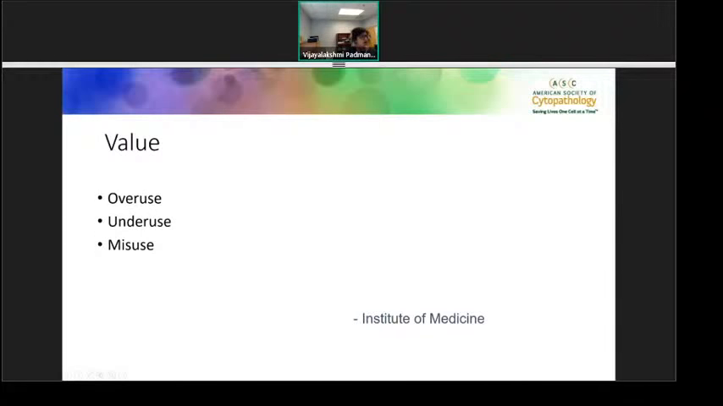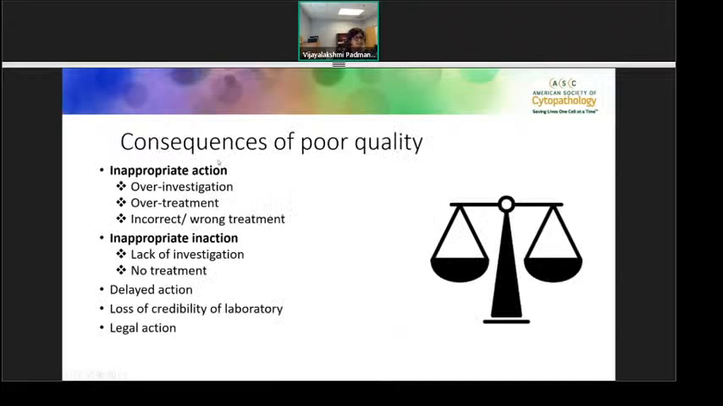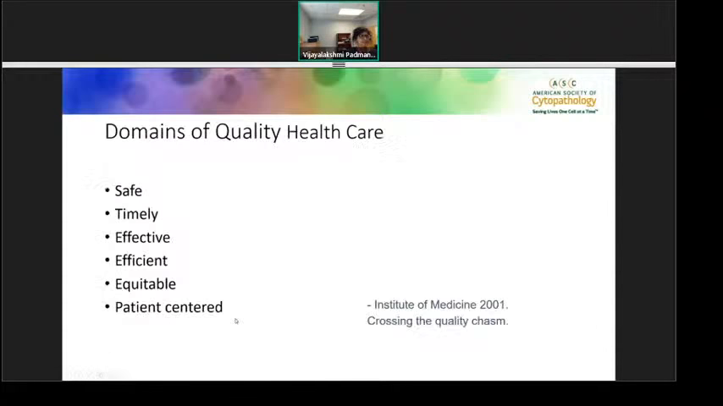So low value can be because of overuse of resources, underuse of resources, or just plain misuse of resources. And there are consequences to poor quality. It could be inappropriate action. You overdo things. You overtreat a patient. You give a wrong treatment because the diagnosis is wrong. Or there's no treatment given because, again, you may have made a mistake in the diagnosis, or delayed action. And you really don't want to lose credibility as a profession or as a lab. And of course, none of us wants to go towards any lawyers and legal action.